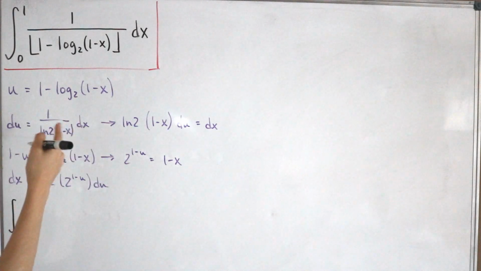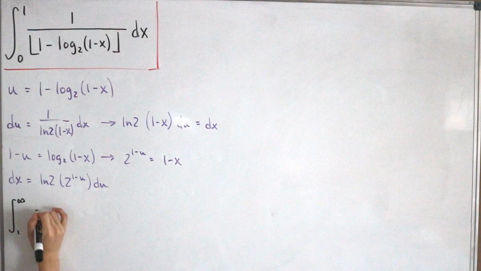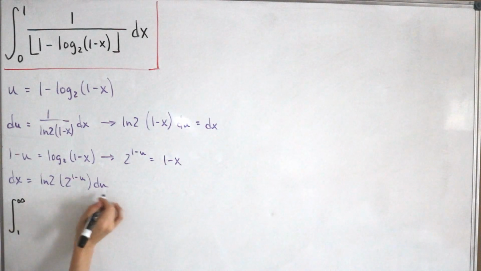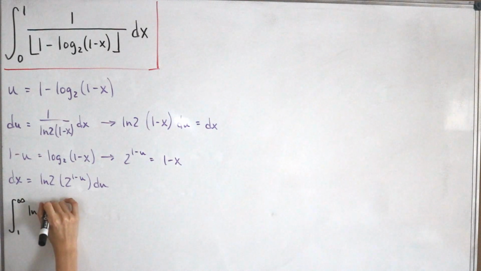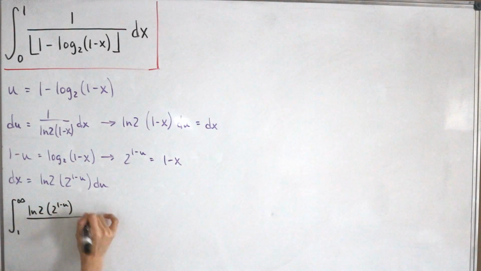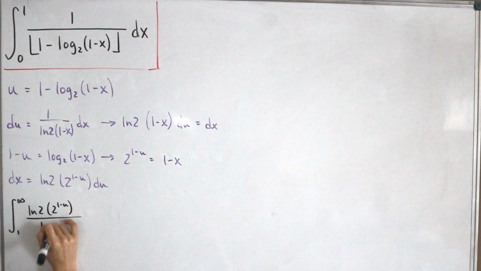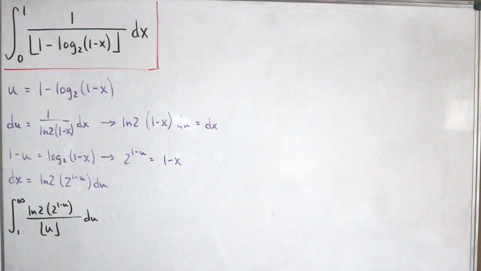That's going to actually have to approach negative infinity, but then that will approach positive infinity instead. And plugging all this back in for the new differential, we have ln of 2 multiplied by 2 to the power 1 minus u, all this being divided by the floor of u, and then put in du. And so from here, let's fix this up just a little bit in terms of simplification.